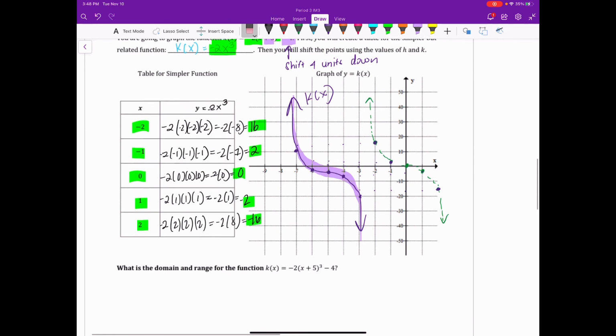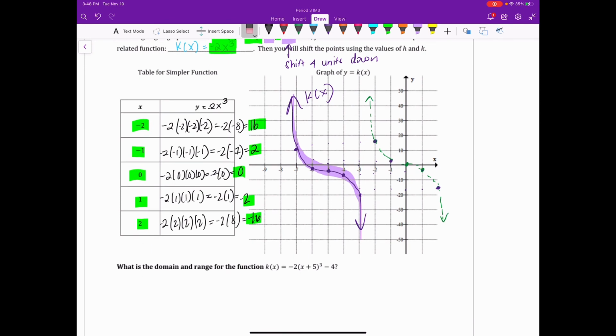Okay, so then what's the domain? Well, from left, it goes forever left, and it also goes forever to the right. So the domain is the same. Negative infinity, positive infinity. And for the range, it goes forever up and forever down, so it's the same. Negative infinity, positive infinity.